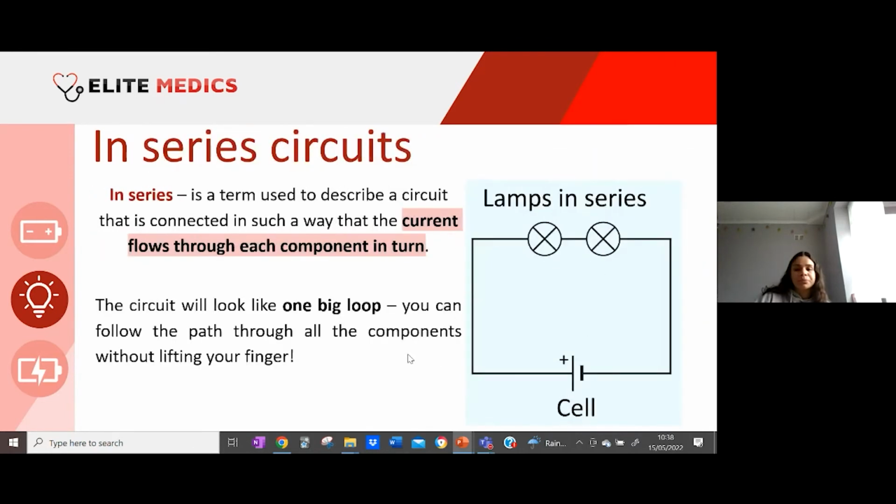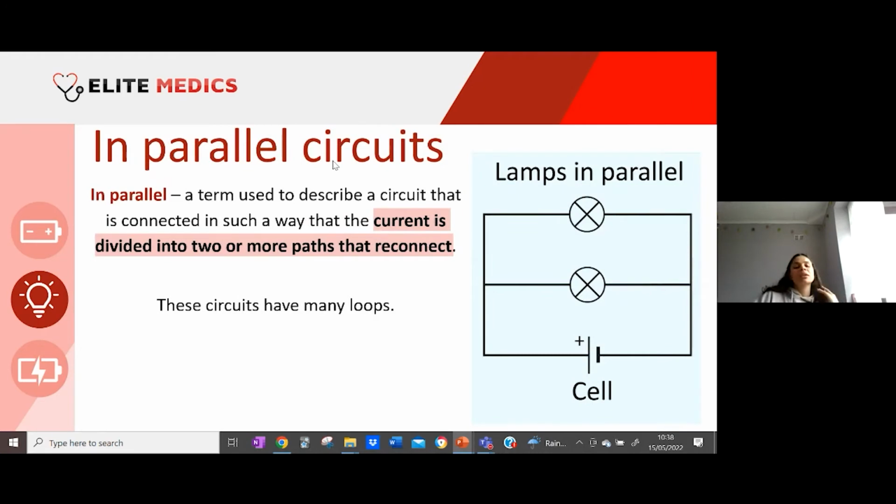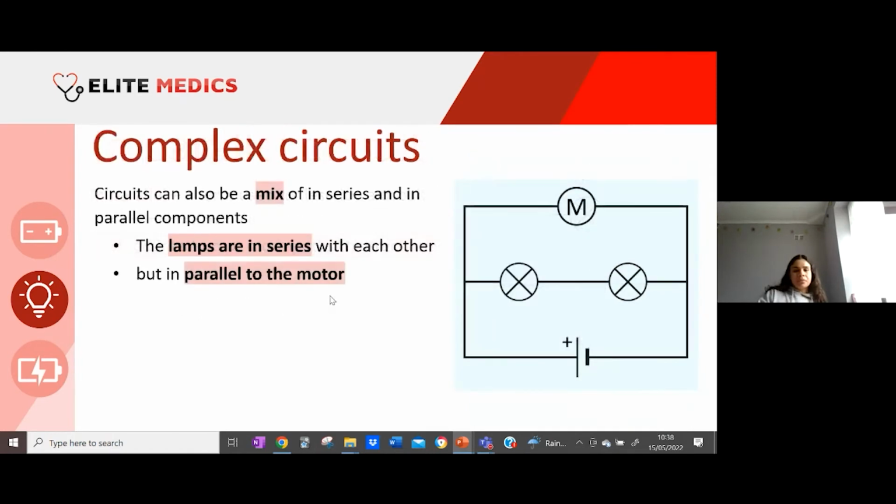Okay, but you can also have circuits in parallel where you basically got multiple paths, so we don't flow through each component in turn. It's almost like we've got different parts of the circuit. Basically, it's got different loops. And then we've got complex circuits, which have a mix of components that are in series and in parallel. So these two lamps are in series, and this is in parallel.